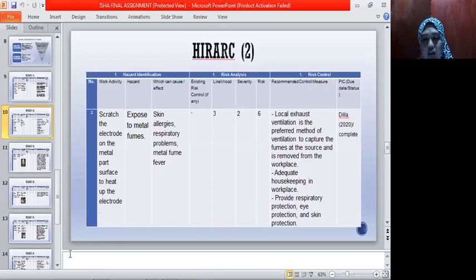The second control measure is that they must have adequate housekeeping in the workplace to make sure that their workplace is safe and free from hazards. The last one is to provide respiratory protection, eye protection, and skin protection to their workers. Next.